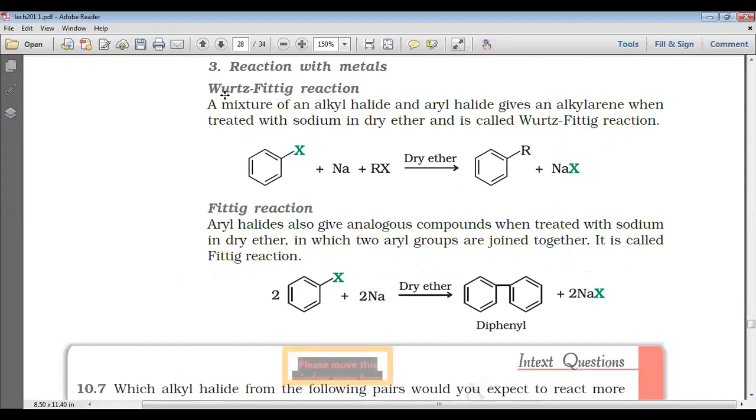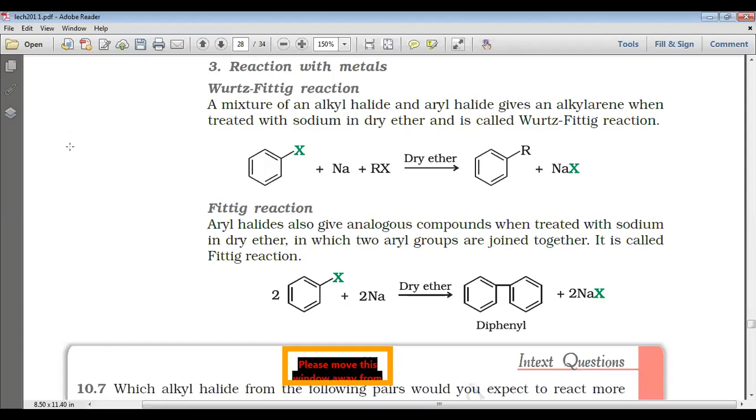We have already seen the Wurtz reaction. Here, there is a reaction of aryl halide and alkyl halide together with sodium metal. A mixture of aryl halide and alkyl halide gives an alkylarene when treated with sodium in dry ether, and this is called the Wurtz-Fittig reaction. So you can easily understand, my dear students, that whenever we have this kind of reaction, you can always have an example for this.